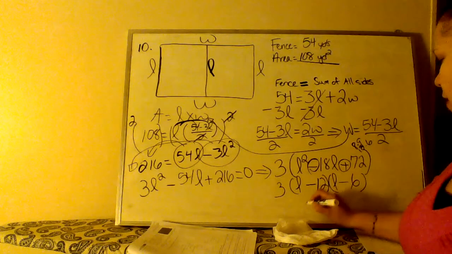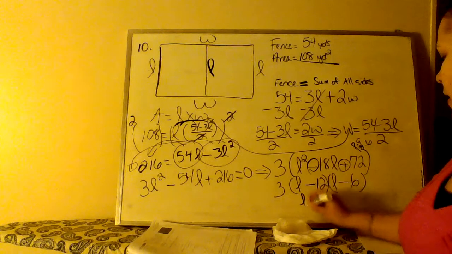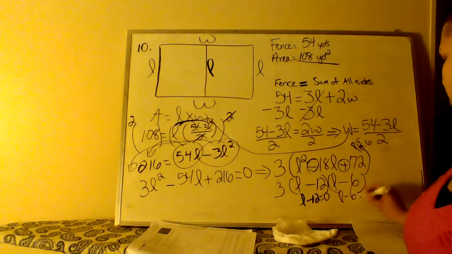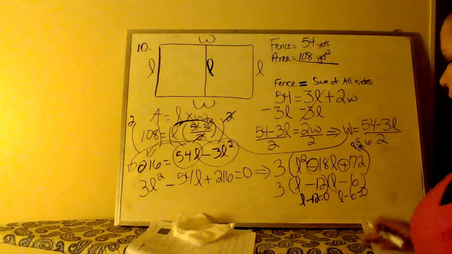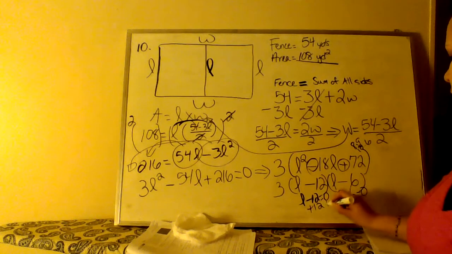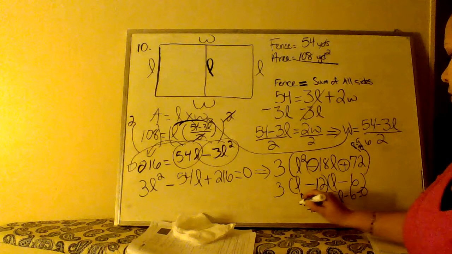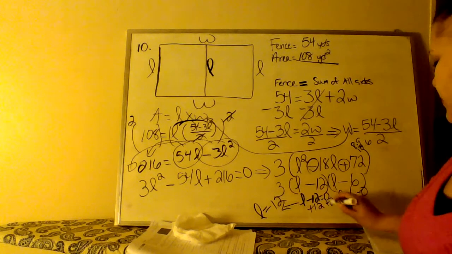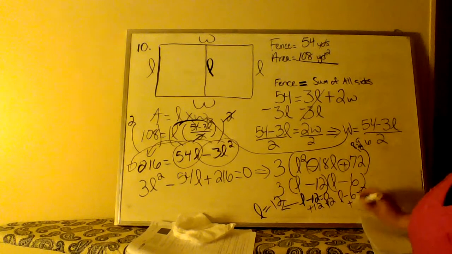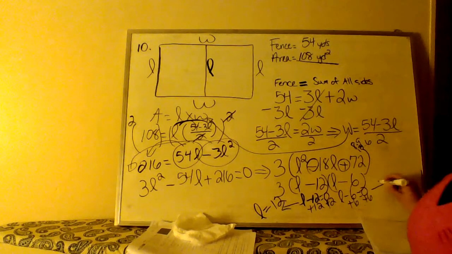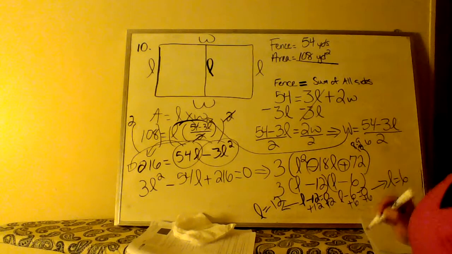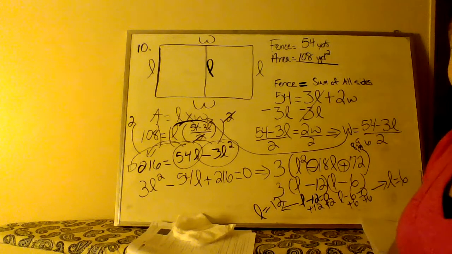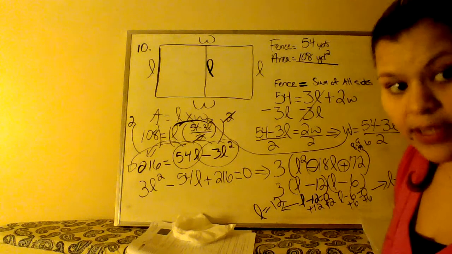So when I solve for L, I'll end up with L minus 12 equals 0, and L minus 6 equals 0. Now you do your algebra on here. So plus 12, plus 12. So then L equals 12. And then I do plus 6, plus 6. So then L equals 6. Okay? So I know that my length can be either 12 or it can be 6. So 12 or 6.